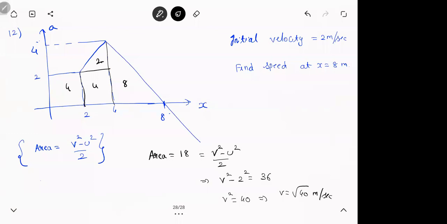That's it. So have a look at this. Ask me if you're confused. Any doubts on this thing, please ask me. The important thing here is just to get the area. If you see this question, there is nothing in it. But if you don't know the area is v square minus u square by 2, you're gone.